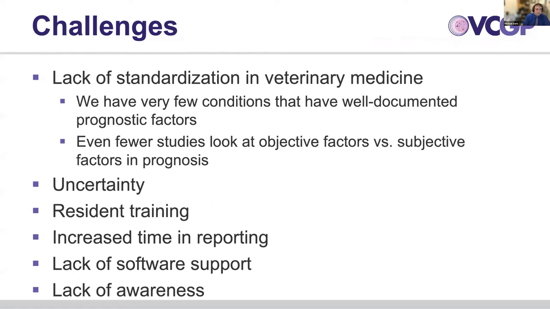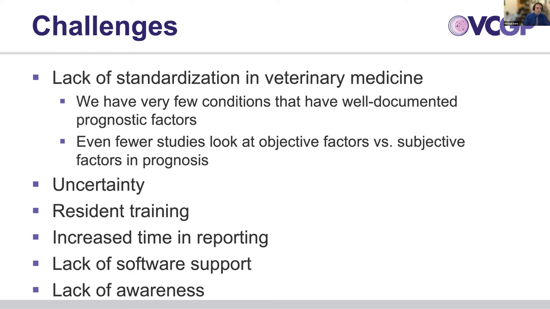Challenges in synoptic reporting. The first and biggest challenge for us in veterinary medicine is the lack of standardization. So we have very few conditions that have well-documented prognostic factors that we really have a consensus on. And even fewer studies look at objective factors versus subjective factors in prognosis. And I think all of us as pathologists have looked at a variety of the grading scales that are out right now. The one I always think of is the chondrosarcoma grading scale, where it says, anisokaryosis, mild, moderate, significant, or anisocytosis, mild, moderate, significant, or amount of matrix, small, moderate, large. Well, what does that mean?